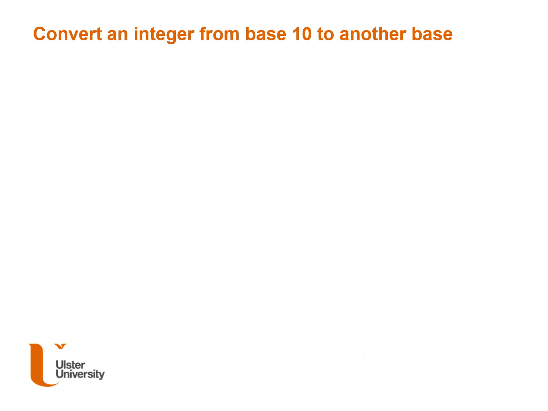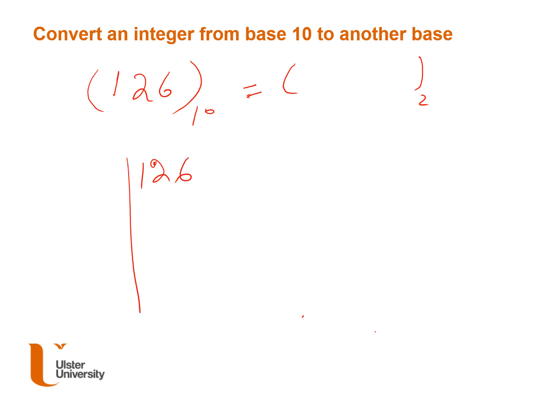Conversion of decimal number systems to base 2. For example, we have 126 to the base 10, and we need to convert that into a binary number system. We're going to use the same method of division. We have 126, and we need to divide 126 by 2.